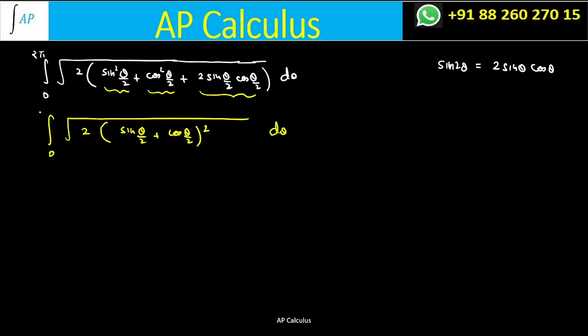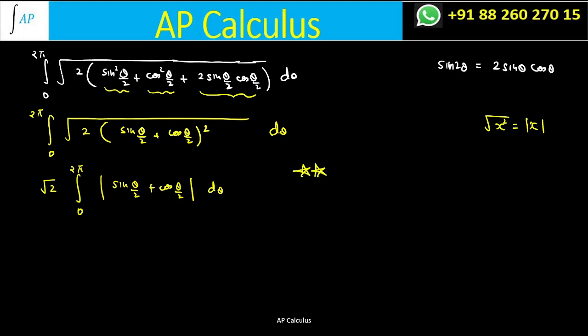But again, the interesting part over here is you cannot directly remove the root, right? We have to open it by modulus or absolute value. So root 2 can be taken out, but it will be opening like this: modulus of sine theta by 2 plus cosine theta by 2 d theta. The square root and square, again the same concept: square root of x square will open with absolute value of x. This is the most important step in this question.